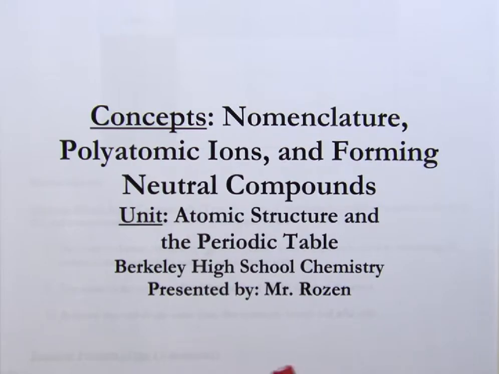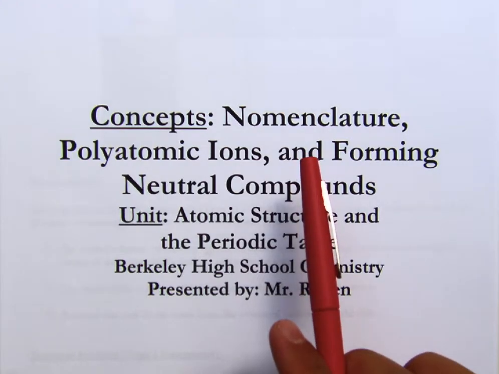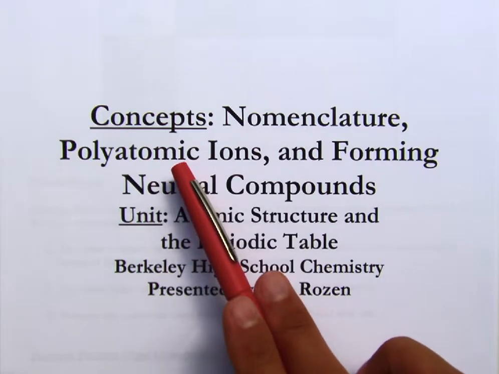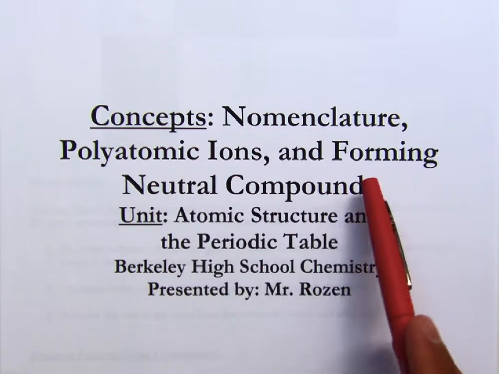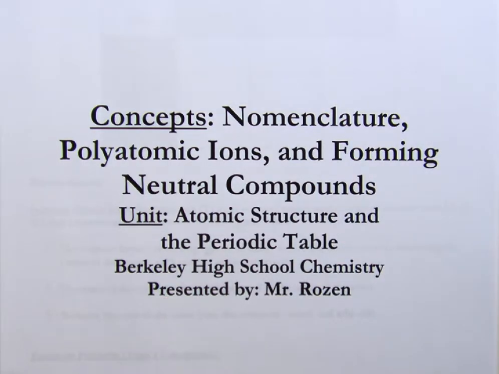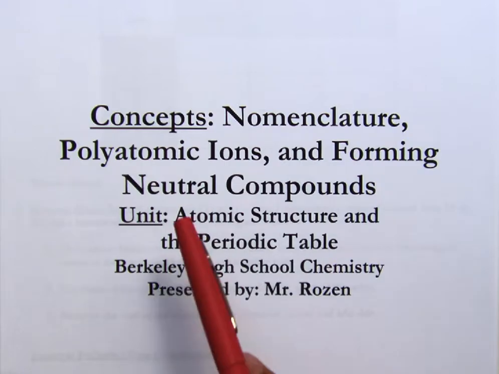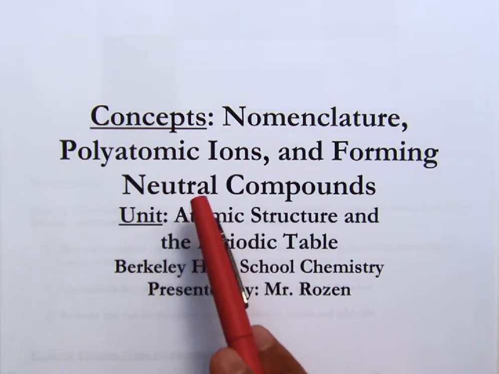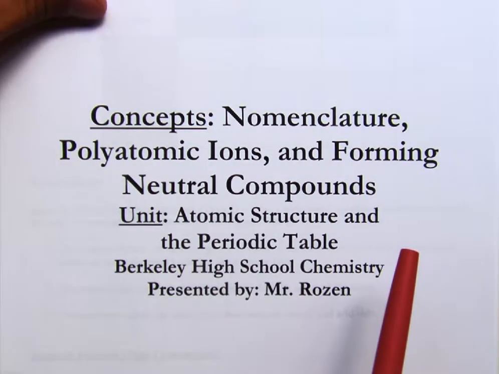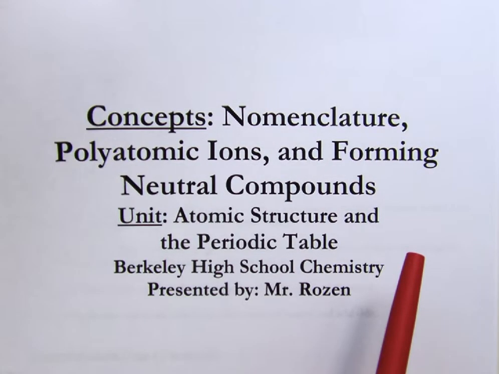But you can see here it says that we're going to cover all of nomenclature, so that's all of naming. We're going to discuss the idea of a polyatomic ion, and we're going to practice forming neutral compounds. So if we're looking at how two atoms will combine to form a molecule, or an atom and a polyatomic ion, how many of each will there be in the neutral compound? So we'll get started here with nomenclature.